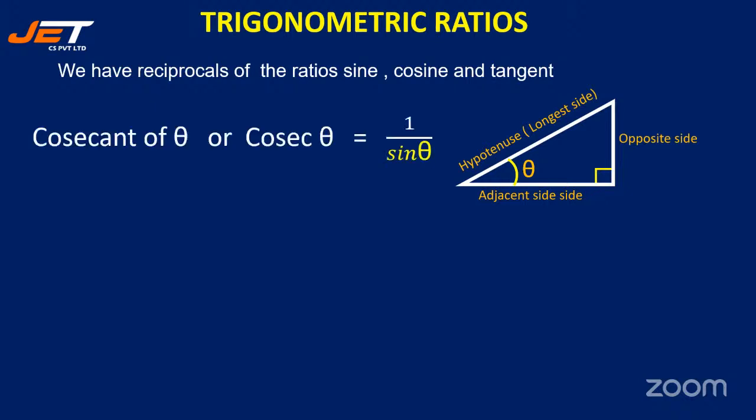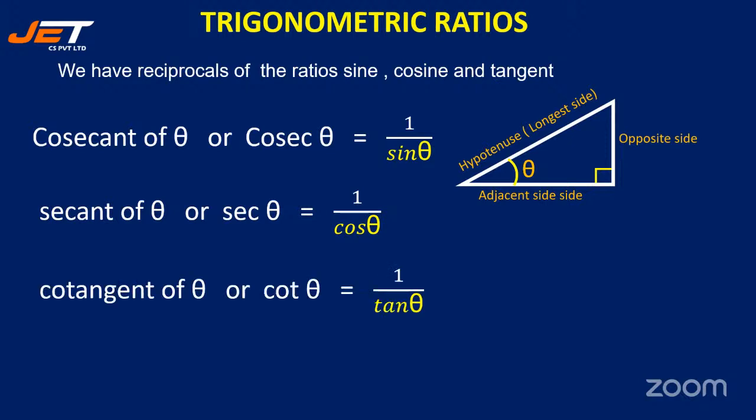Clear? So cosecant theta is 1 by sine theta. In other words, sine theta is 1 by cosecant theta, or cosecant theta is 1 by sine theta. Next, we have secant and cos. Cos theta is 1 by secant theta.